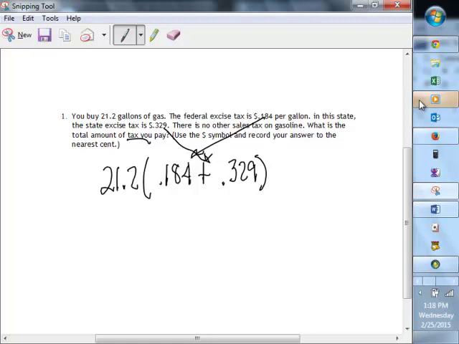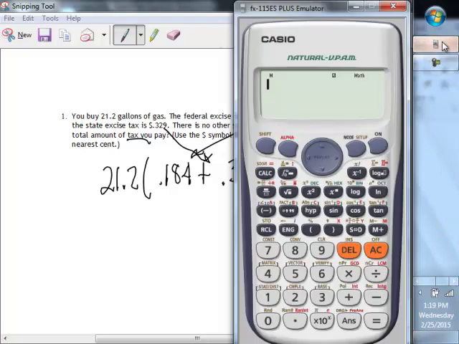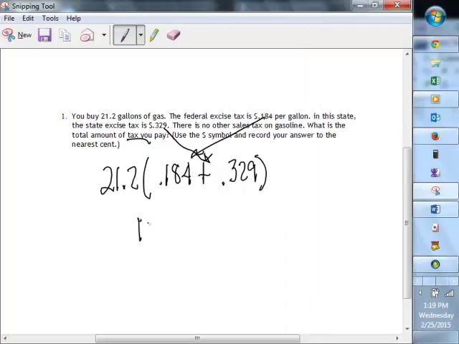So on our calculator, we're going to just multiply 21.2 times 0.184 plus 0.329. Oops, I put in one too many parentheses. And we get $10.88. All right.